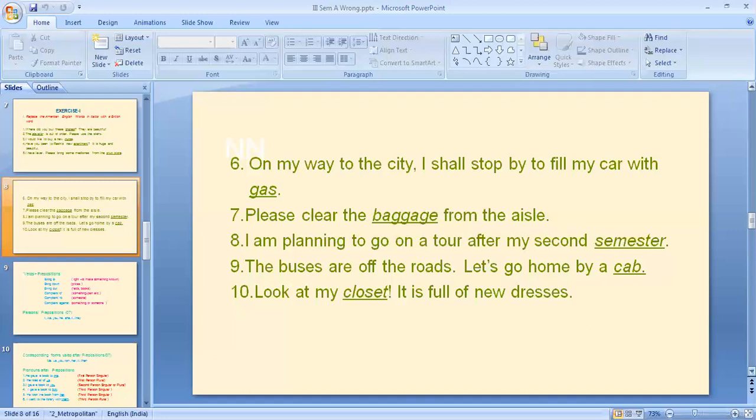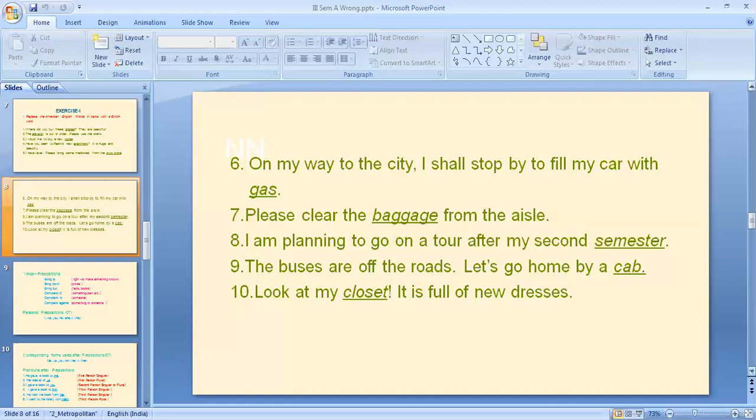Semester is a very popular, commonly used word by the Americans, but British people don't call it semester, they call it term. So a British student may say this sentence like this: I am planning to go on a tour after my second term, instead of semester. So semester is a word much used by the Americans, whereas the Britishers prefer to use the word term.